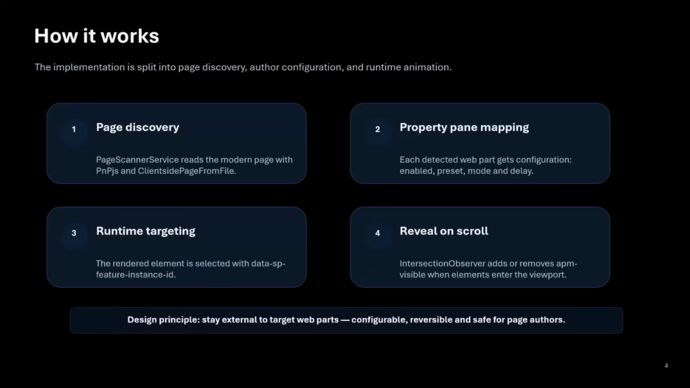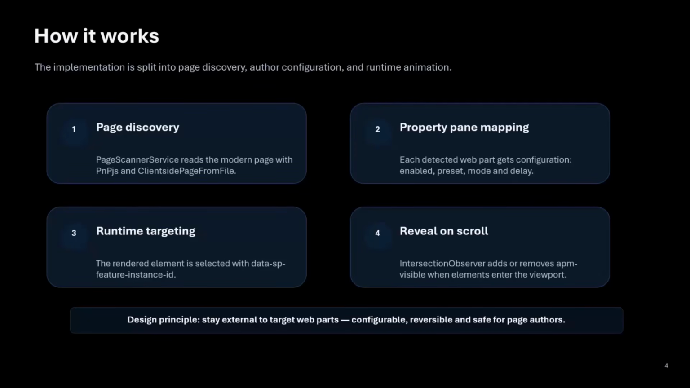At runtime, when an animation is enabled for a specific target web part, AnimPage Motion finds the corresponding rendering element on the page using the SharePoint web part instance identifier. And then there is a Reveal On Scroll service. It takes over. It uses the Intersection Observer to detect when the element enters or leaves the viewport on the page. When elements enter the viewport, the service applies a CSS class to reveal it with the selected animation preset. So the core flow is simple. It scans the page, generates configuration, targets the selected web part, and applies CSS-based motion when they enter the viewport.